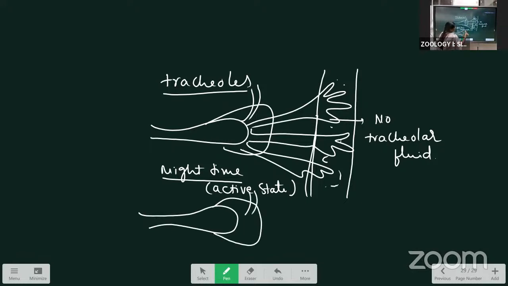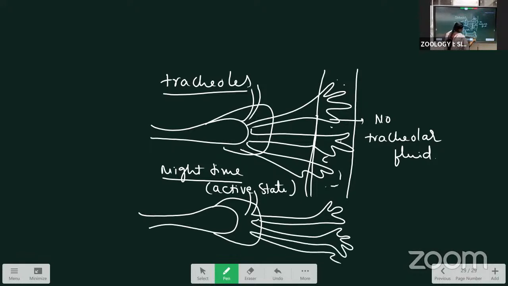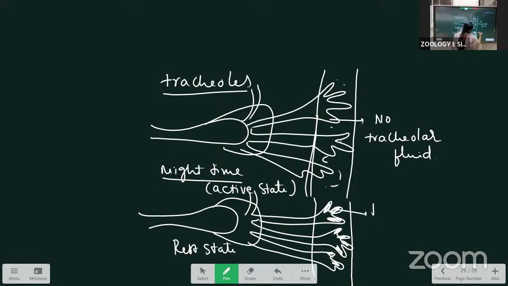This is a tracheolar cell. They have tracheolar branches that we call tracheoles. See this one. In the rest stage, this is the inactive stage or daytime, the rest state. Here the tracheoles are filled by the tracheolar fluid. Observe the two diagrams, the upper diagram and the lower diagram. Here the endings of the tracheoles have the tracheolar fluid.